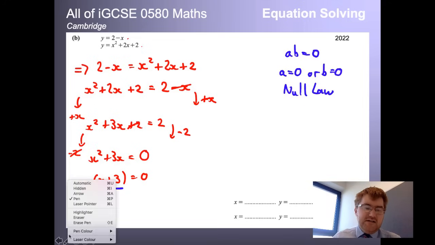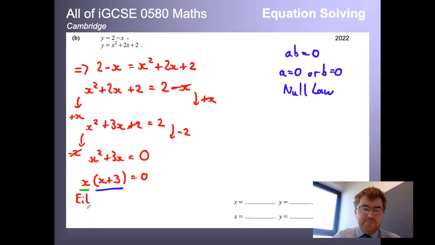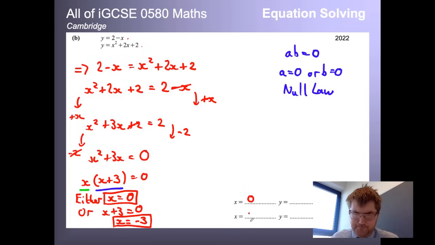Now if we apply it to this question here, then either this green part is 0, so x is 0, or this blue part is 0, so x plus 3 is 0, and therefore x, in order for this to be true, must be minus 3. And just like in my previous question, do not celebrate at this point. We still got some extra work to do. 4 marks, I'm not going to give it to you for free.